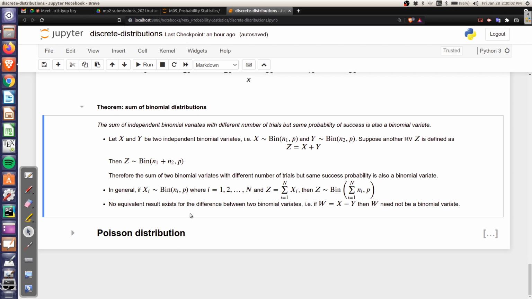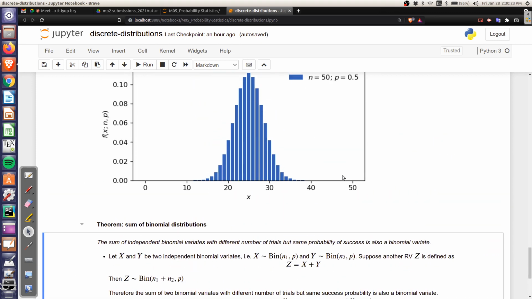Now don't worry about how to prove this theorem. We will prove it, like I said, in your course on research methodology in your third semester. When we go there, I'll use the concept of moment generating functions to prove these really interesting and very important results. So this brings me to the end of binomial distributions.